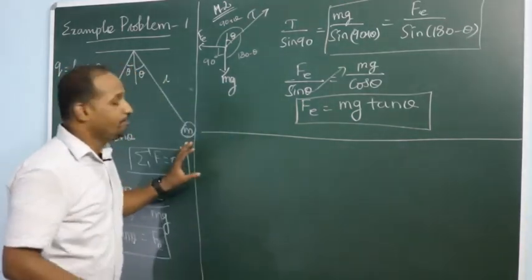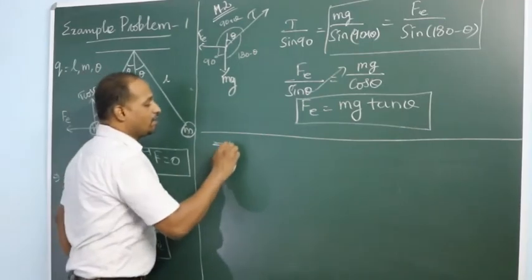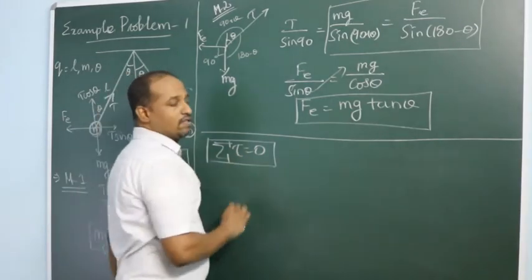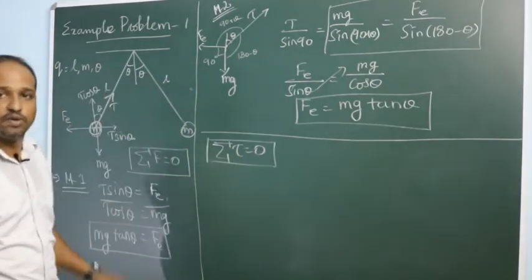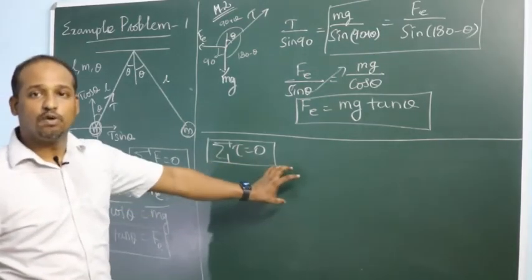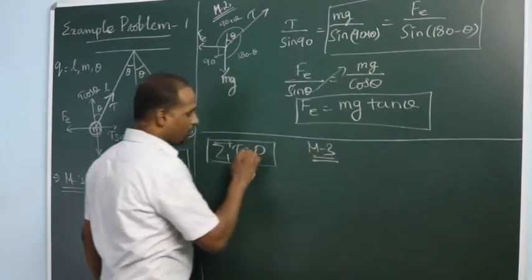And here, because the system is in equilibrium, it is at rest, the net torque acting on the system is also 0. So the sum of the torques must be equal to 0. Here the sum of the forces is 0, here the sum of the torques is 0, hence there is no rotational motion. So in our method 3, we are going to use this.